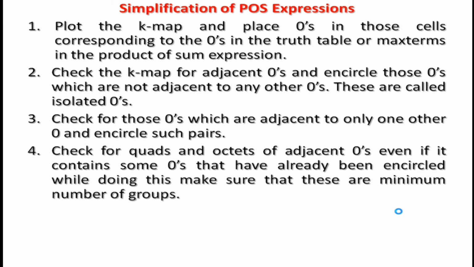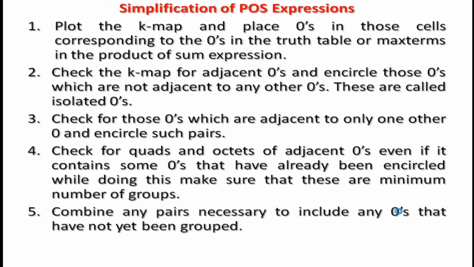In the fourth step, we need to check for quads and octets of adjacent zeros, even if they contain some zeros that have already been encircled. While doing this, you have to ensure that these are the minimum number of groups. And then combine any pairs necessary to include any zeros that have not yet been grouped.